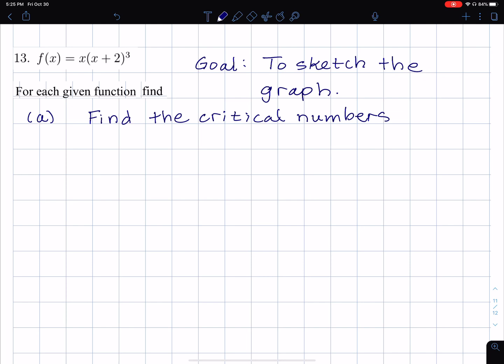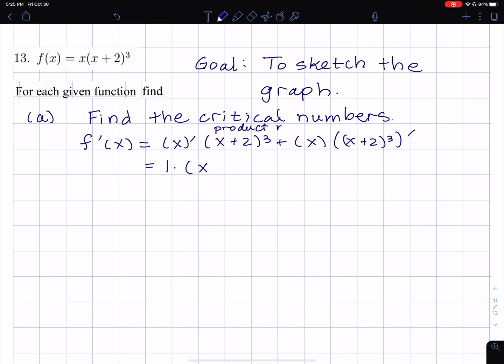Let's see how that goes. So the critical numbers are where the derivative is equal to 0 or numbers in the domain of f where f prime is undefined. Now, for this problem here, in order to take the derivative, I use the product rule, and I sort of drag this out a bit just to show that what I am using is the product rule.